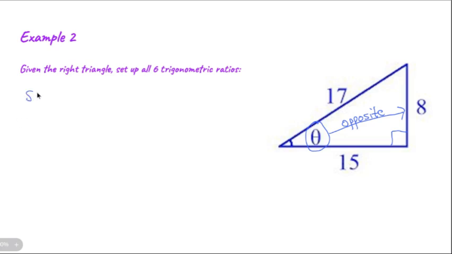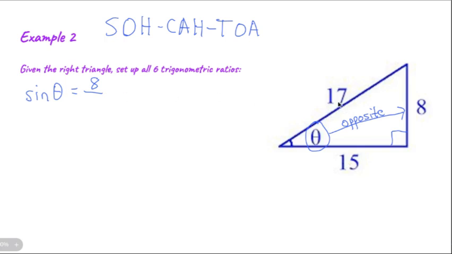So I start with sine theta. So writing out my mnemonic, SOH CAH TOA. I know sine is this first one, opposite and hypotenuse. The best way to remember which one goes on top in the fraction: opposite comes first in the mnemonic, so that means it's going on top. So my opposite is 8, and my hypotenuse is 17. So that's 1 out of 6.